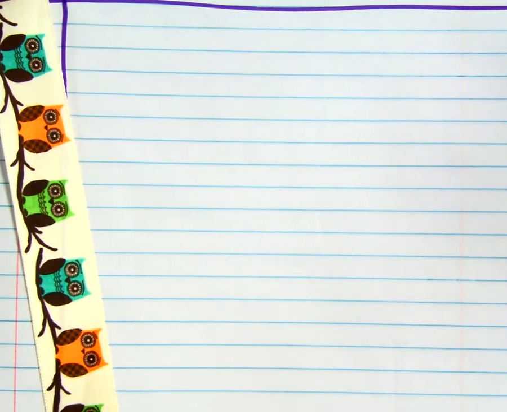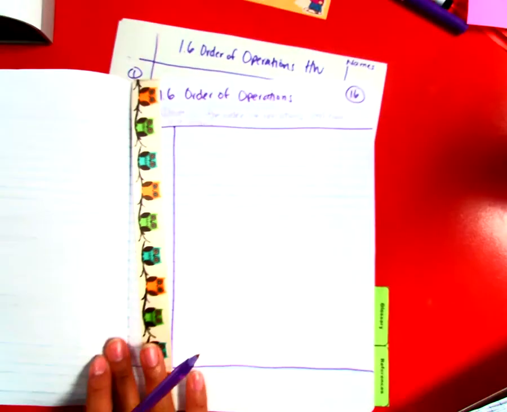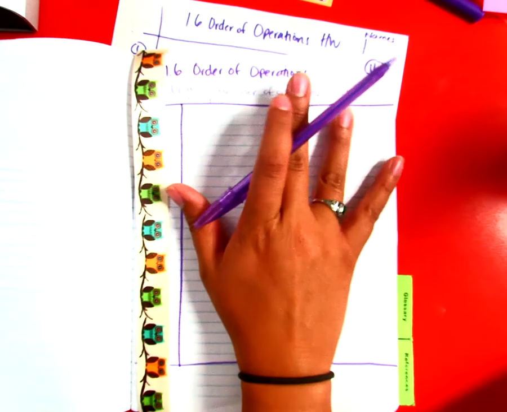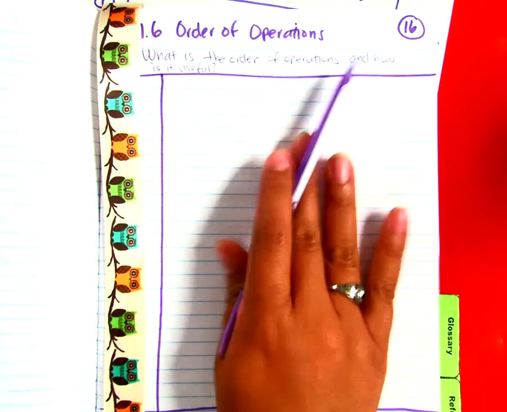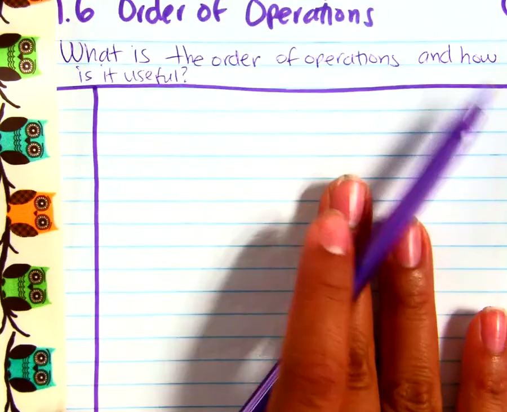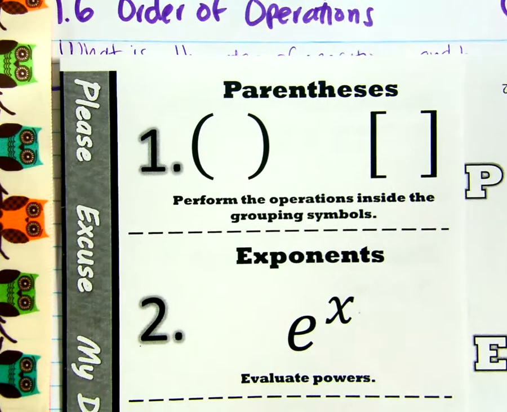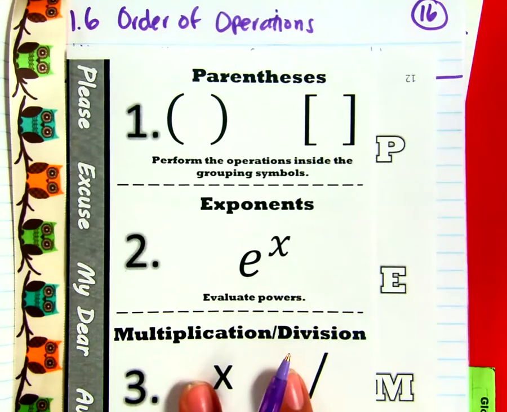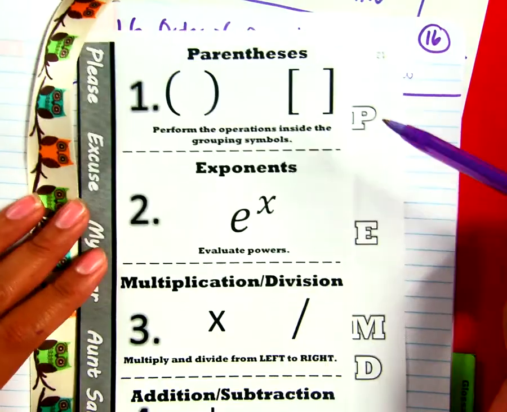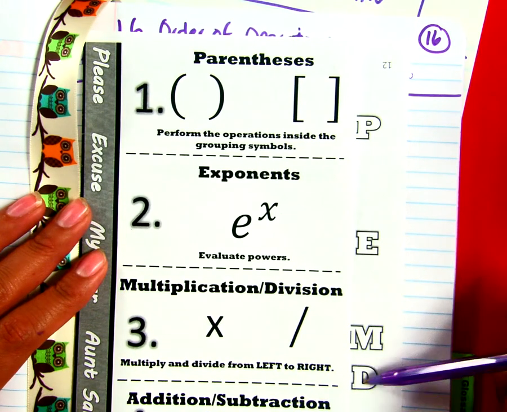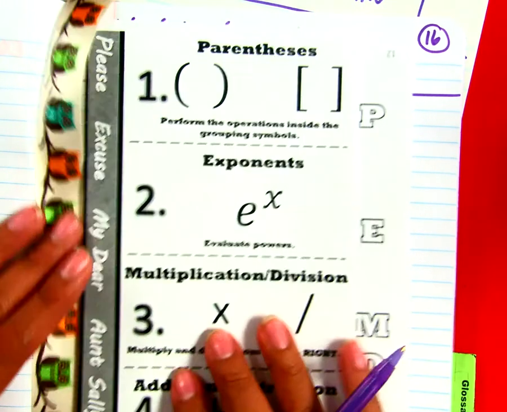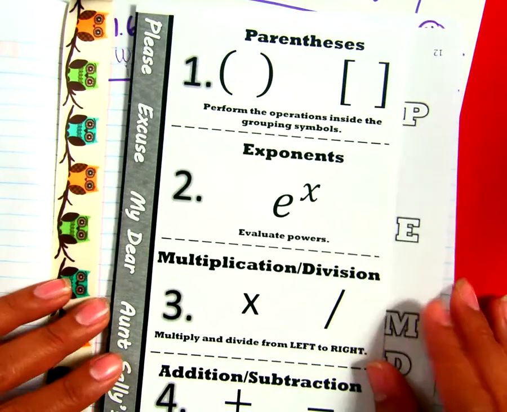And so again, just double check and make sure that you're going to write your notes on the right side. Okay, so page 16 is on the right side. You are going to grab your foldable. Again, make sure your foldable, you can still see these letters on the sides. Right? So, order of operations.